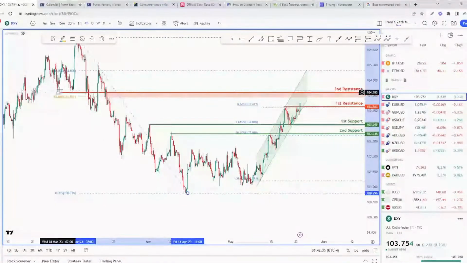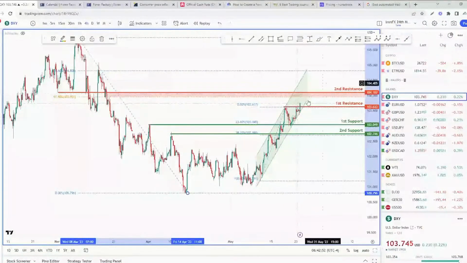But as you can see, these three bounces suggest that this should now be a relatively strong resistance level, which also lines up close to the 61.8% Fibonacci retracement. So do take note of that.